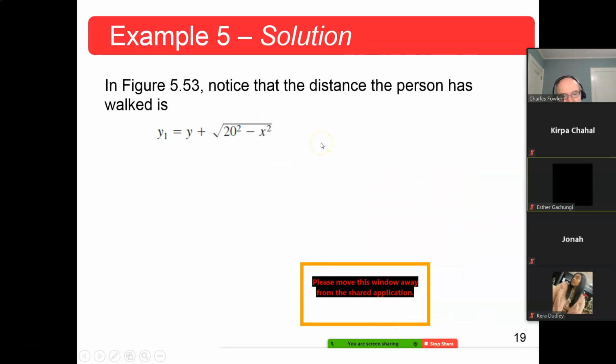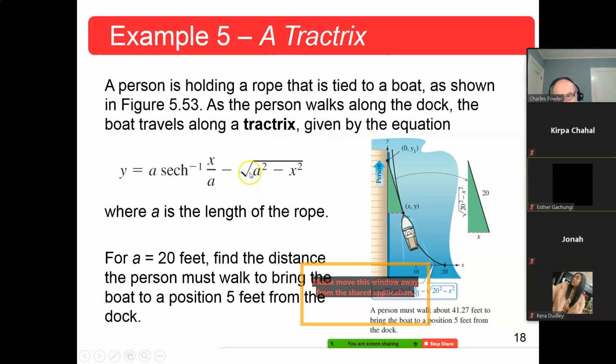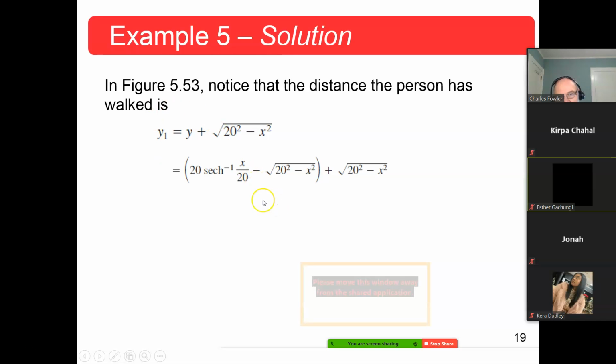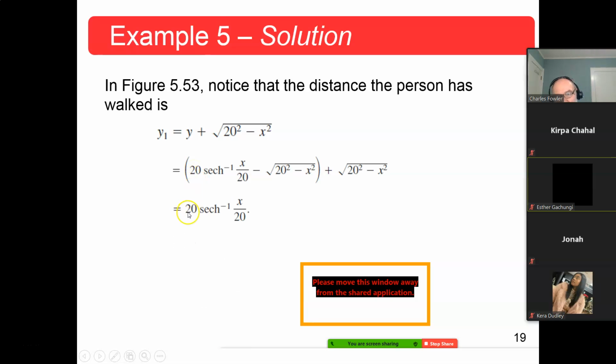Now the Y is that right here, an inverse hyperbolic secant and so on. That's what you put in here, and then you add this part. Well, this part and that part are identically the same, so they disappear. So your Y1 is simply 20 hyperbolic secant of X over 20.